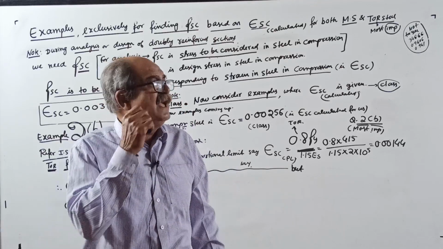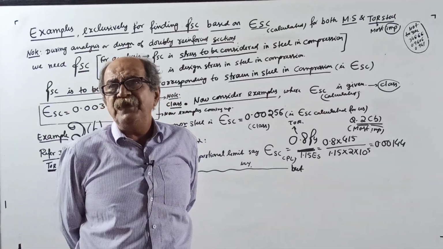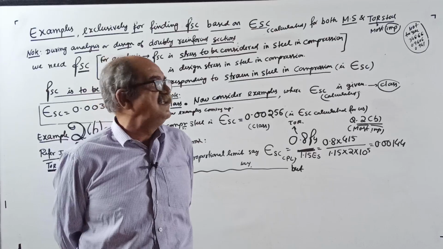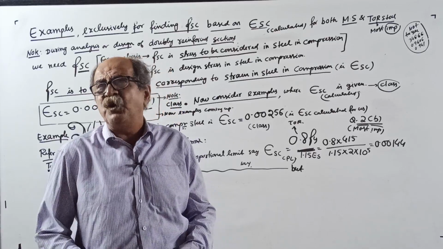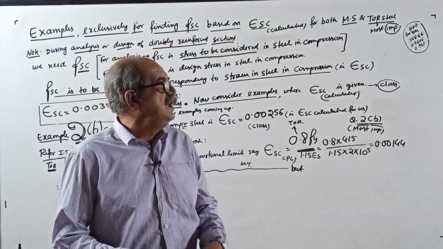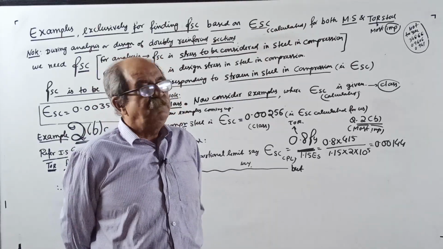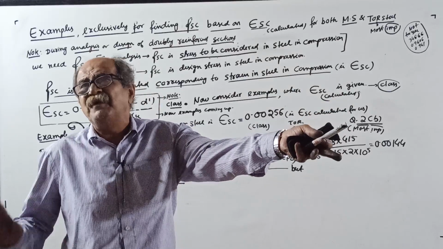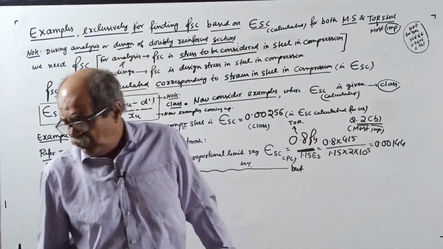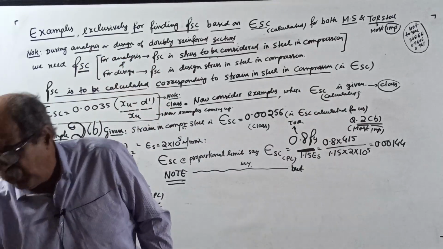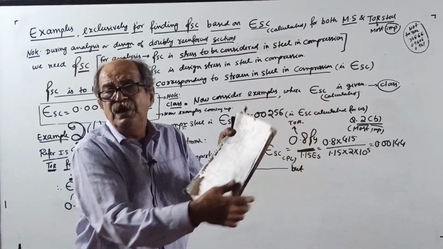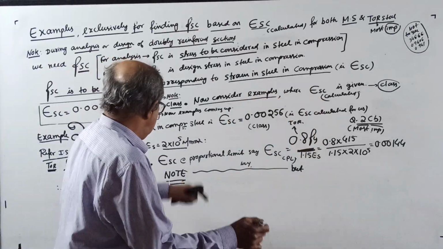SP16 has published the table only for Fe415 and Fe500. Actually, at present, the popular steel is Fe500. You can use it. But tomorrow, in case Fe550 comes, if they include it in the SP16 table, well and good. Otherwise, what to do? If Fe550 is there, no other way, you have to use the IS code only. So, first, write a note.